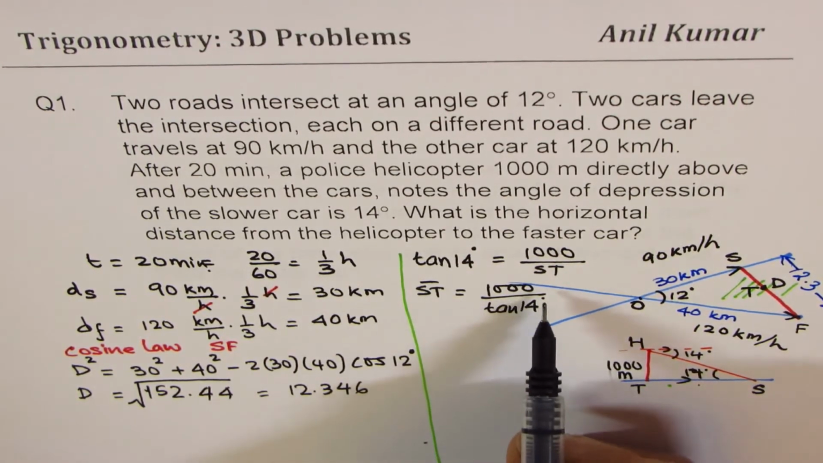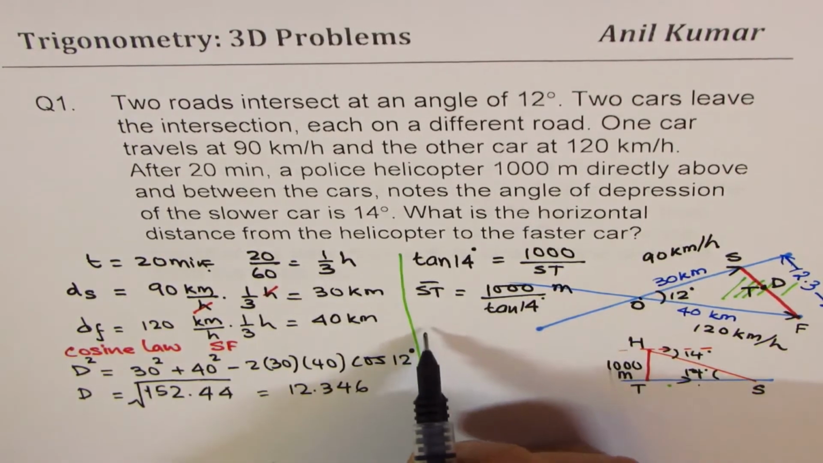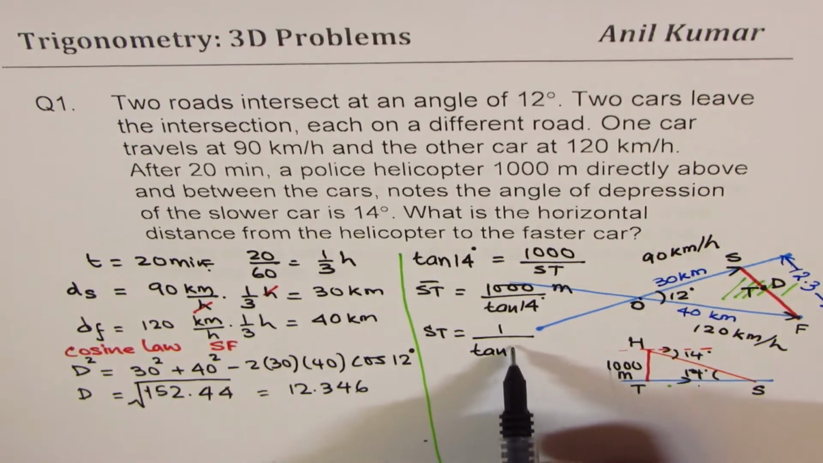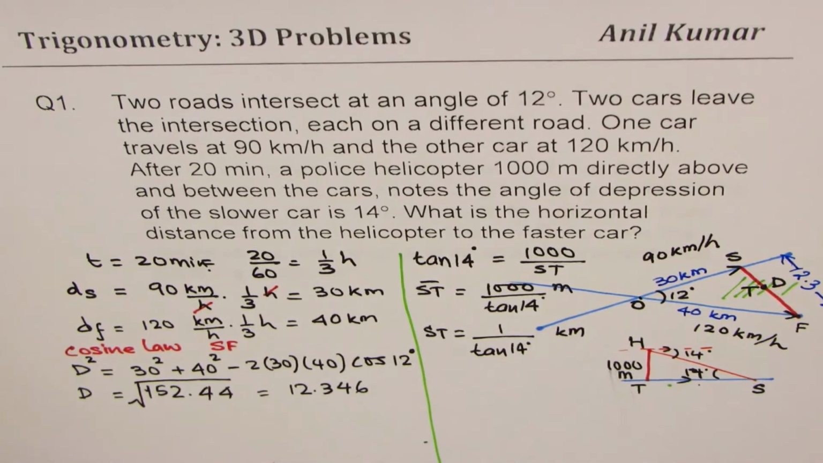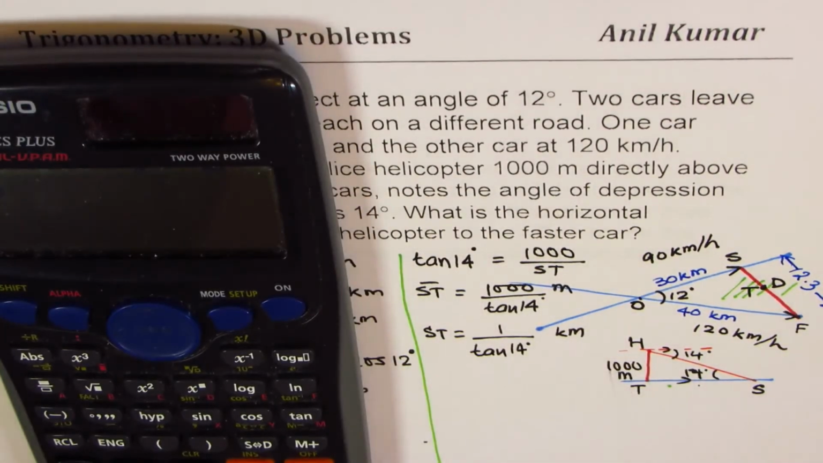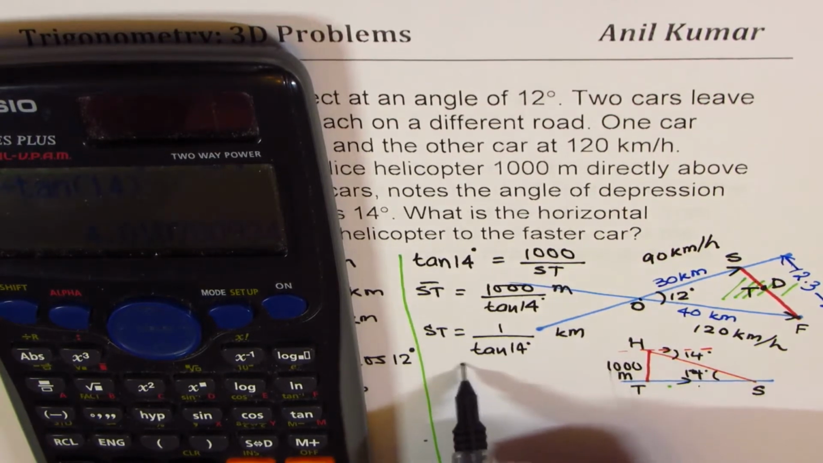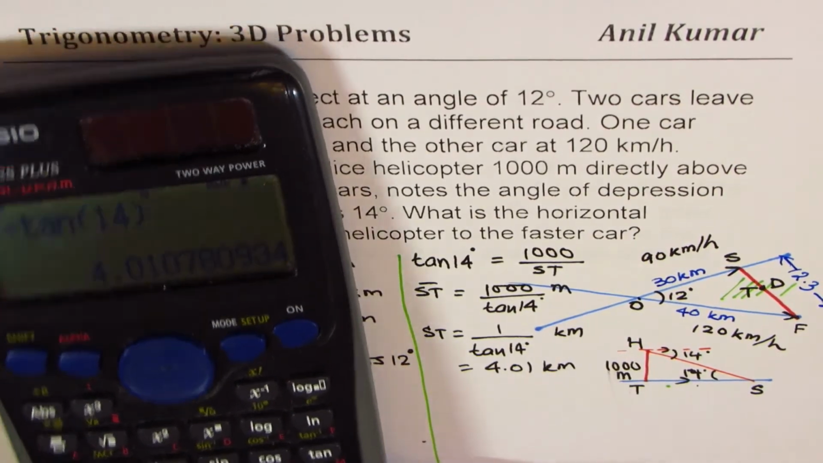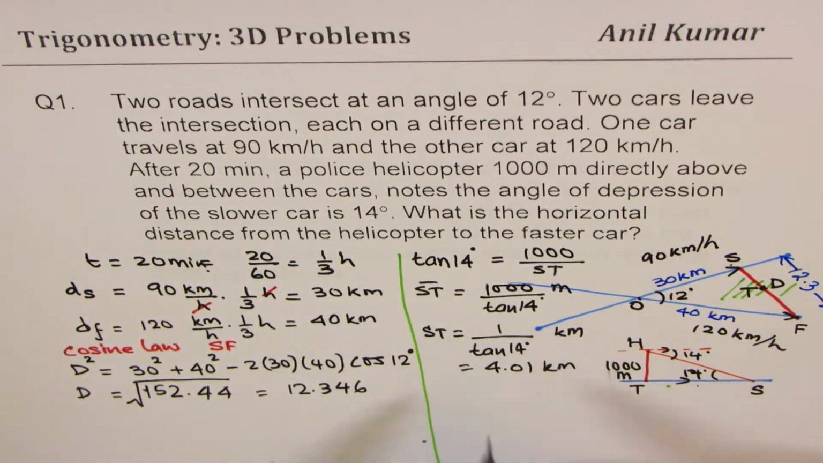Okay. So in kilometers, it is going to be 1, right? So this is in meters. So we could write ST equals to 1 over tan of 14 degrees in kilometers. Is it okay? Since everything is in kilometers. So let's divide 1 by tan of 14 degrees. That gives us 4.01 kilometers. So what we notice is that the distance of T with S is 4 kilometers. Let's say round it to 4.